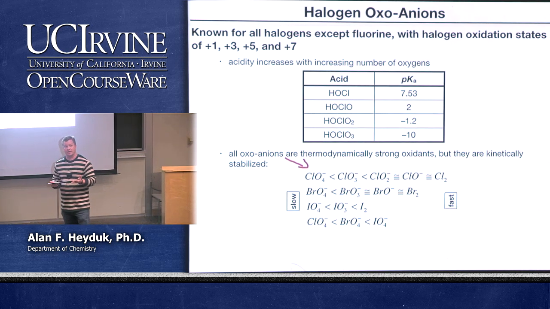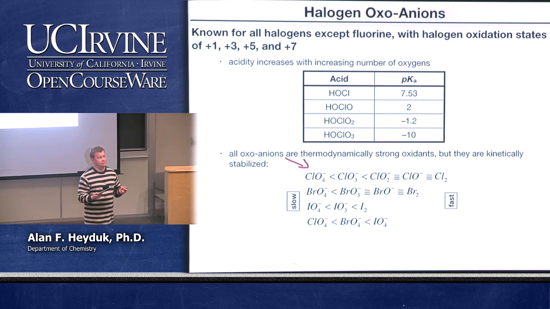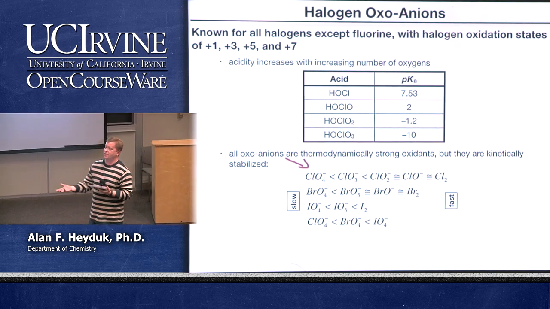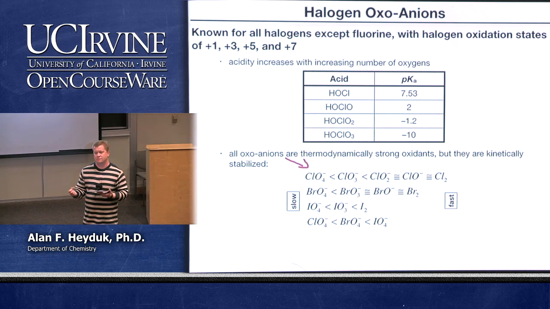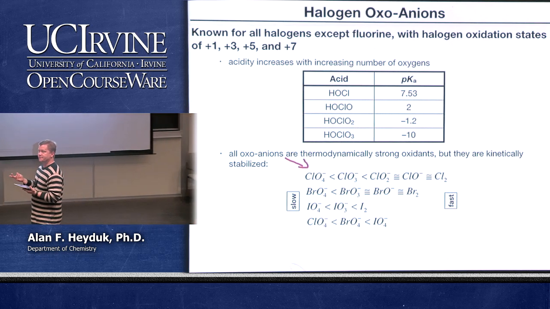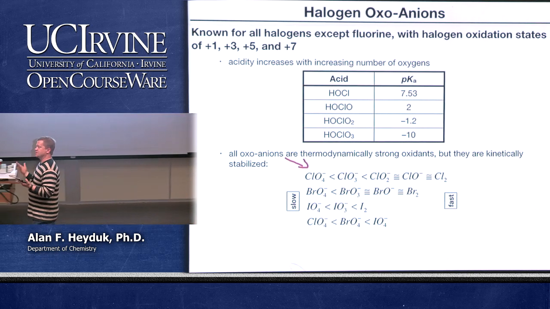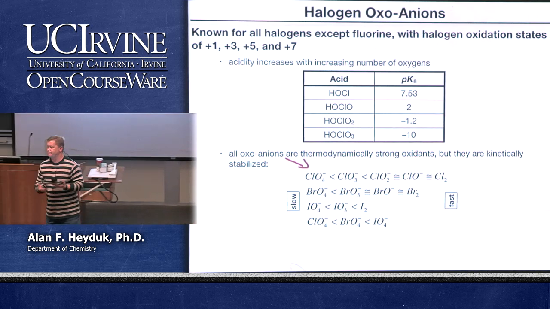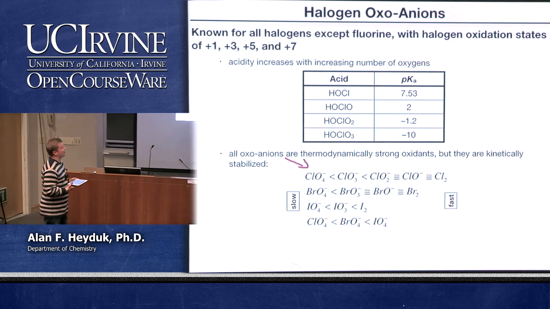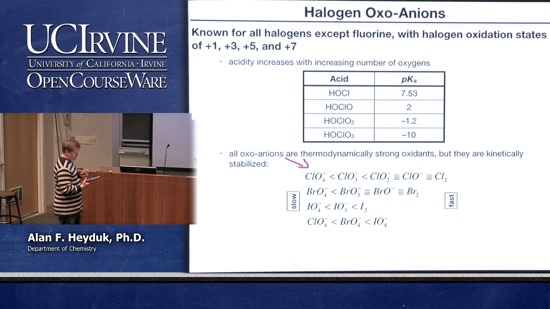Anybody know what hypochlorite is? Bleach. So when you put bleach in the laundry, what you're actually doing is putting an oxidant in there that oxidizes any organic compounds that are causing stains. And when they get oxidized, it destroys them and they become colorless. So you're doing oxidation reduction chemistry by adding bleach to your laundry.